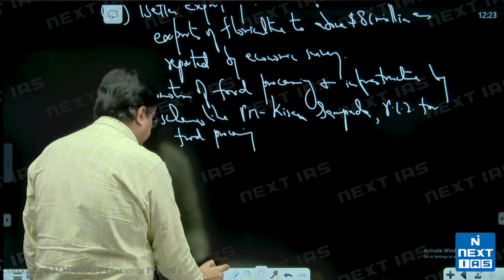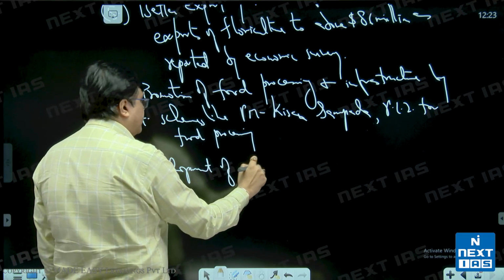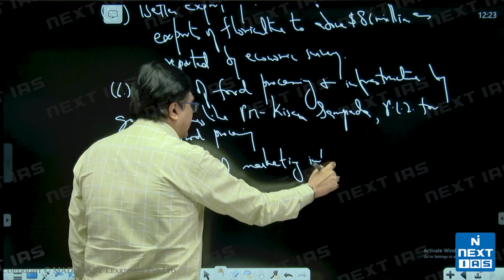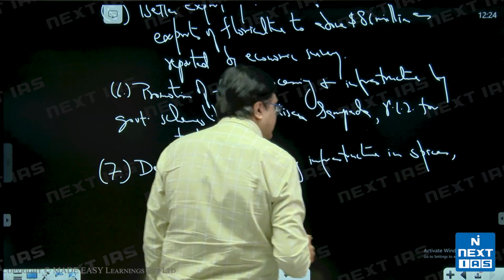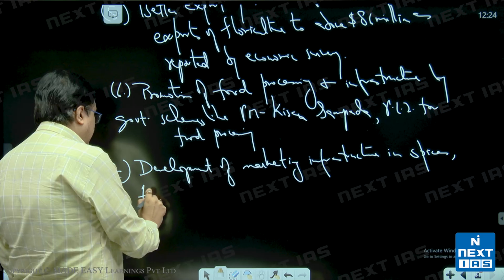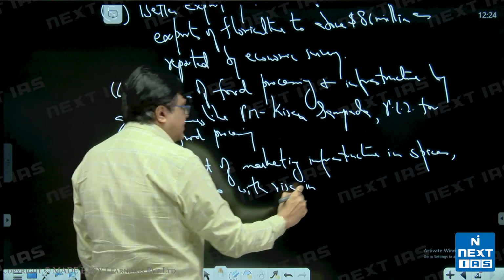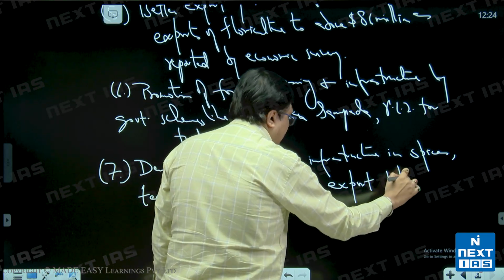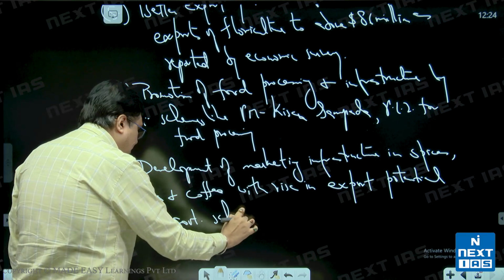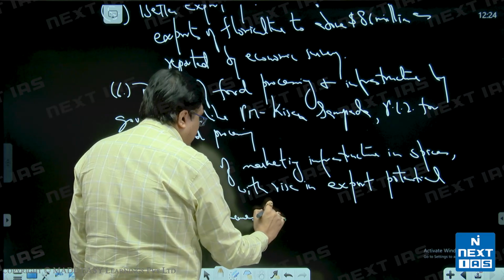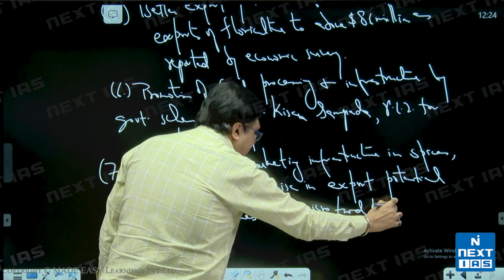Then development of marketing infrastructure in spices, tea, and coffee, with rise in export potential and government schemes like development of micro food processing.